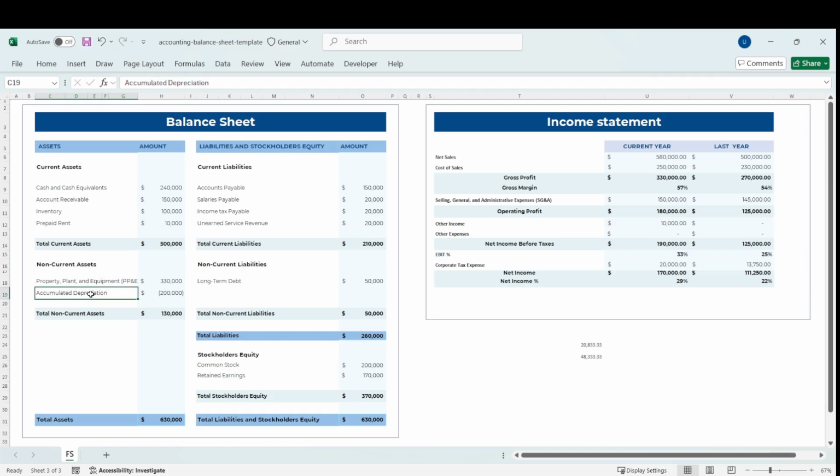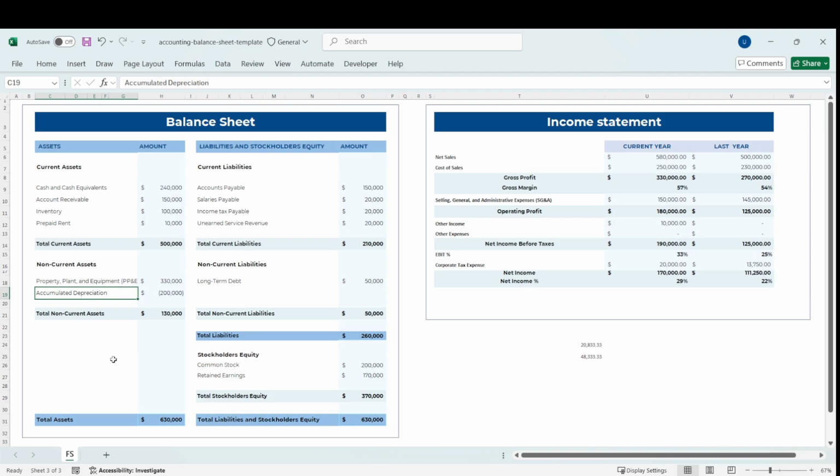So reducing the value of the property, plant, and equipment reflects the wear and tear of those long-term assets. The net book value of property, plant, and equipment after depreciation is 130,000. High depreciation can be a sign of old assets which may soon need replacement. The company should evaluate whether additional capital investments are needed to modernize equipment and improve productivity.